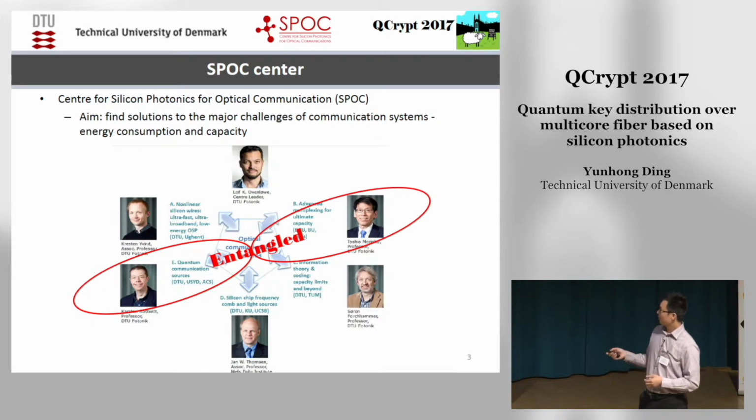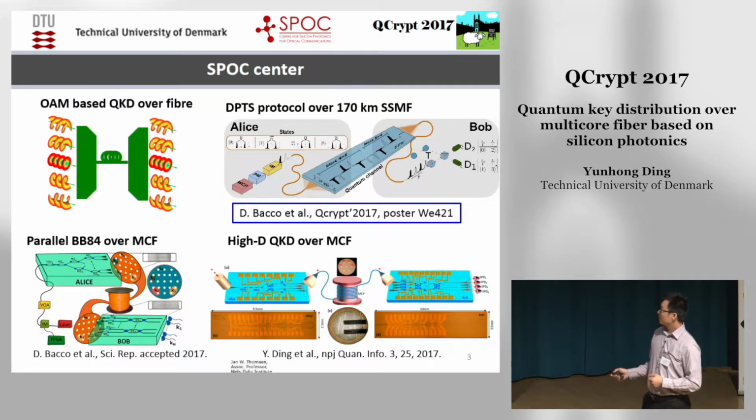We have a lot of collaborations. Currently we have a few activities, like OAM-based QKD over fiber with a new protocol, the so-called DPTS protocol, over 170 kilometers, which will be presented in the poster session. It was supposed to be presented yesterday, but we postponed it to this afternoon. You're more than welcome to drop by. Also the multi-core fiber QKD, like parallel BB84 and the high-dimensional protocol that I will present today.